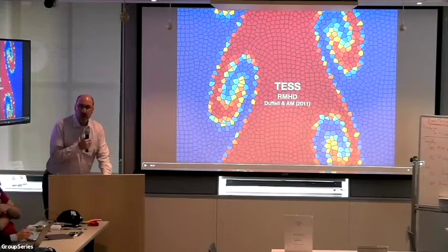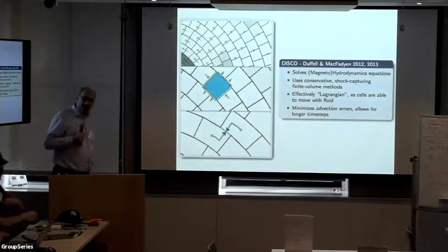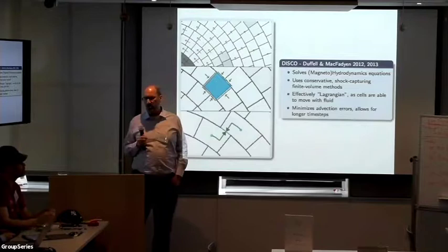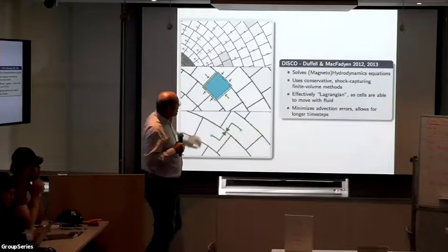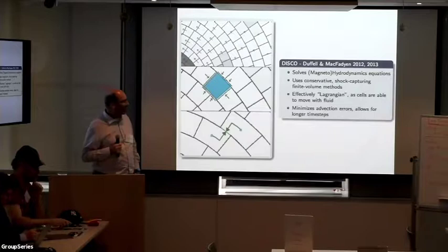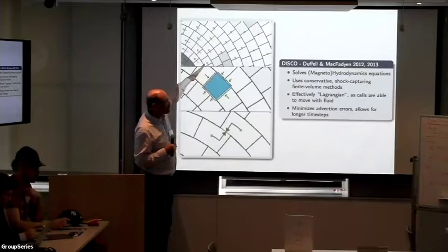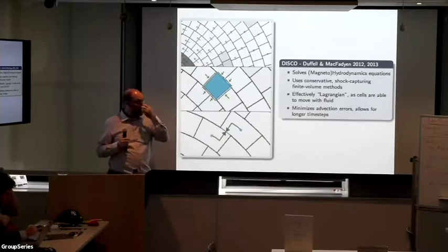For disks, however, we realize that the changing shape of those Voronoi cells can potentially add noise to the solution. Not always, but if you're trying to do thousands and thousands of orbits, it can be an issue. And since most of the motion is azimuthal around the central mass or binary, we use instead a cylindrical mesh, but it's allowed to shear. So each face can move at the local Kepler speed. So the faces are moving with the bulk motion of the fluid, and that means there's much less diffusion.